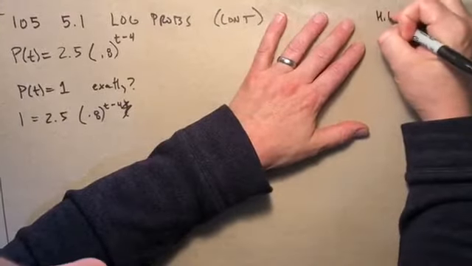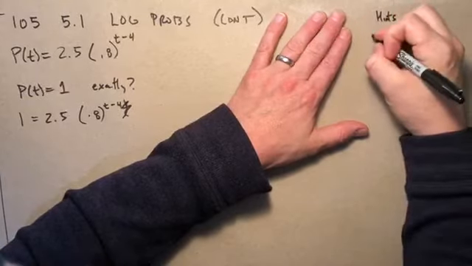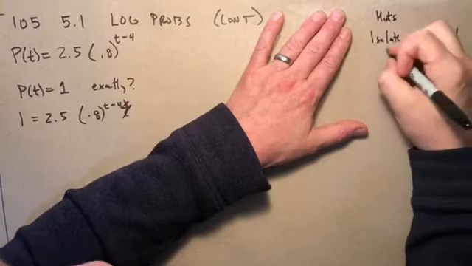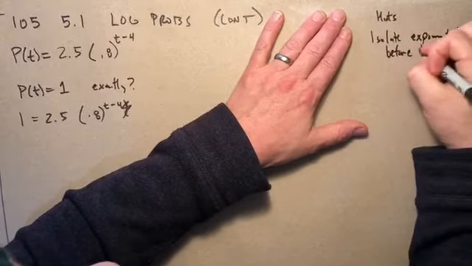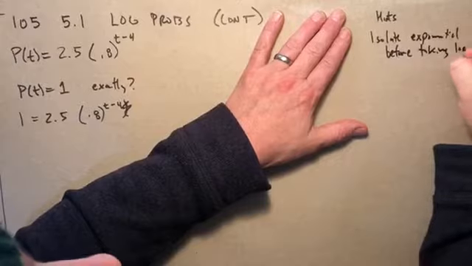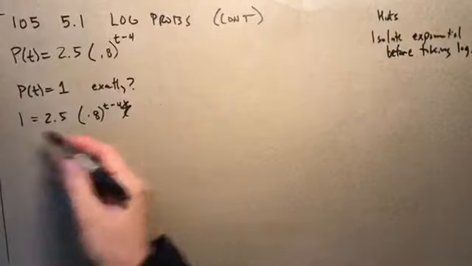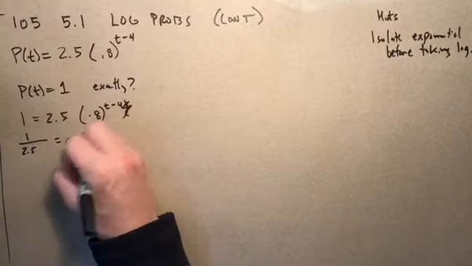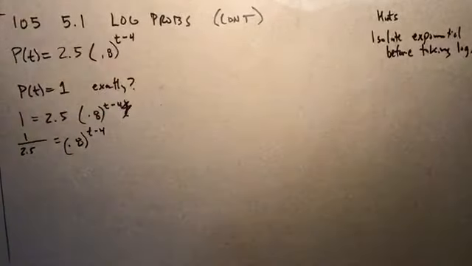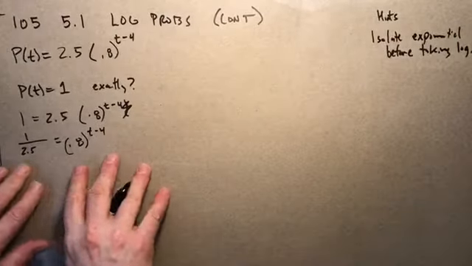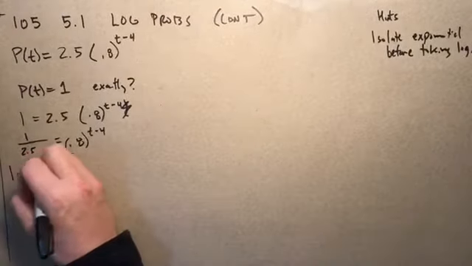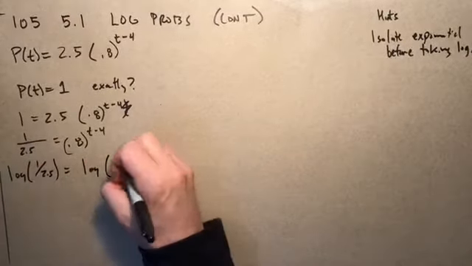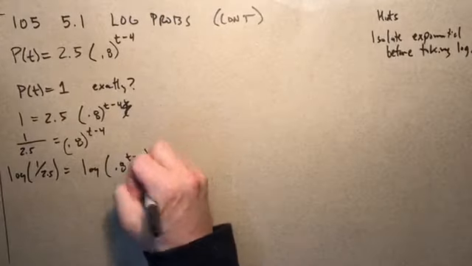So hence, isolate exponential before logs. So we do this. I'll divide. We'll have 1 over 2.5 is equal to 0.8 raised to the t minus 4. I'm going to apply logarithm to both sides. Log of 1 over 2.5 is equal to log of 0.8 raised to the t minus 4.